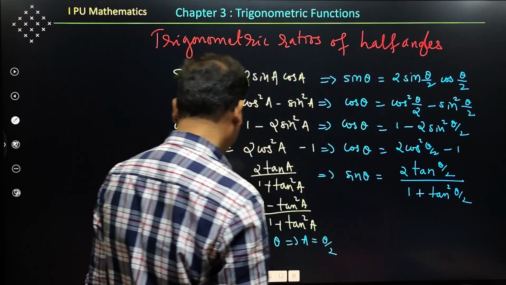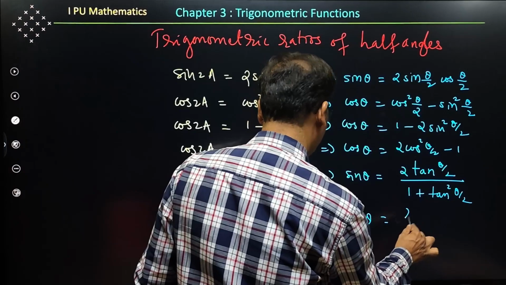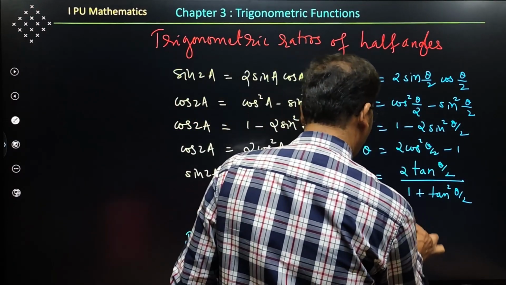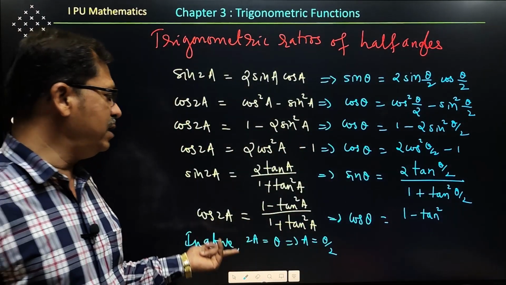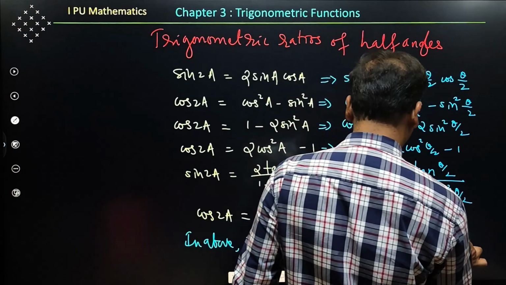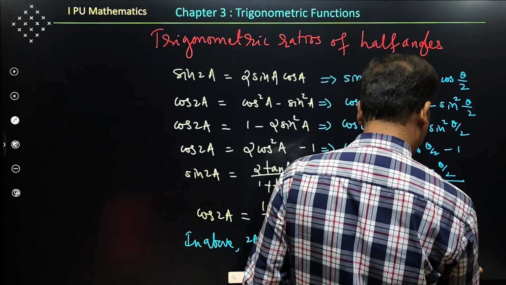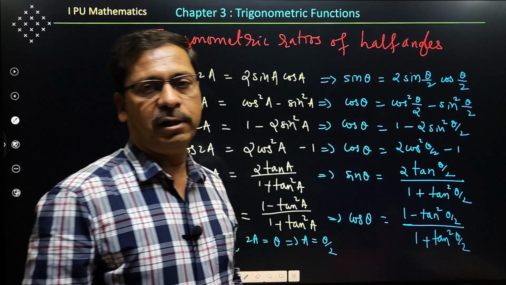And then lastly, cos theta is equal to 1 minus tan square A, where A is replaced by theta by 2. 1 minus tan square theta by 2 divided by 1 plus tan square theta by 2. So these are the standard sub-multiple angle results.